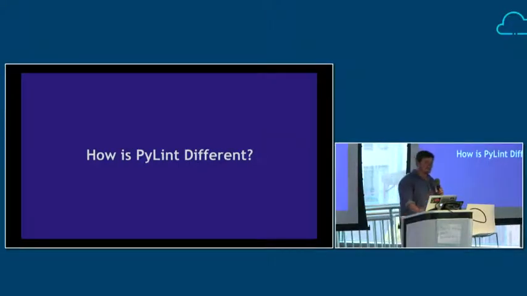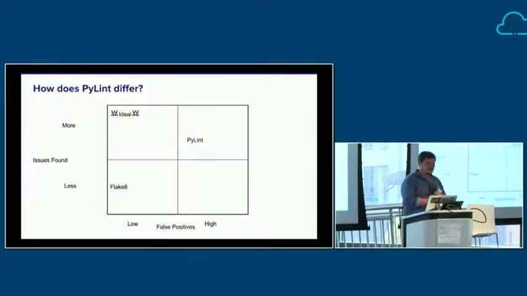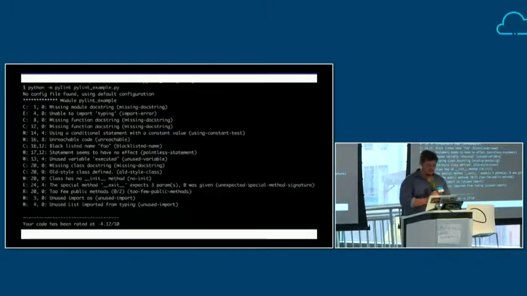So how is PyLint different than some of the other linters here? Imagine we have a matrix of all of the possible properties that a linter could have. The ideal linter would, of course, find all of the issues and have zero false positives. That'd be great, but we can never get there. Flake8 tends to bias more towards having zero false positives at the cost of finding fewer issues. PyLint tends to be in the other quadrant. It will find more issues, but you have to deal with more false positives. And we can talk some about how to make this trade-off work for you.